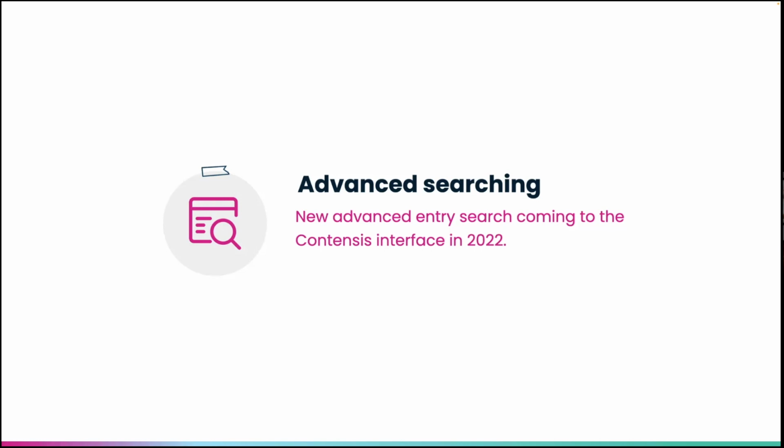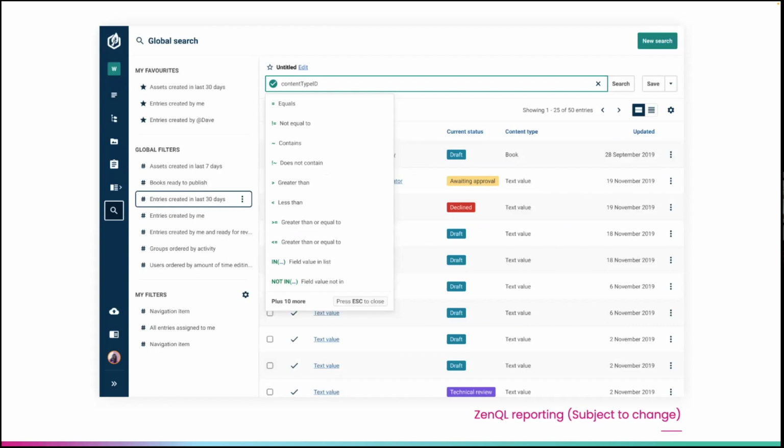You could request us to build those reports for you, or if you've used the Contensis search in Contensis Classic, we had this kind of UI builder that allowed you to start building these kind of conditional queries. But it didn't allow you to go to the extent of what we're supporting in ZenQL. So later on this year, we plan to release a new search screen.